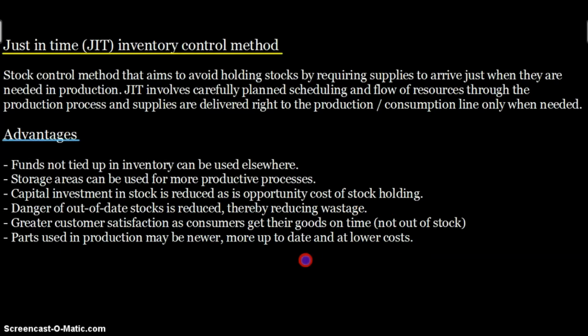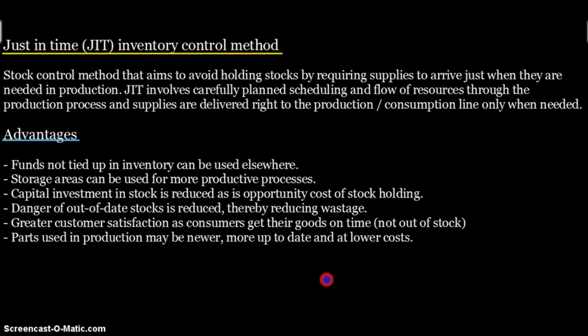There's also greater customer satisfaction as consumers get their goods on time. They're not out of stock. Of course, when using JIT, you give your customers a specific time, that you order at this time and we'll fulfill your order in so and so time, let's say 1 week or 3 to 4 days. So the consumers know they'll get the order, and if it is fulfilled in time, then of course there's greater customer satisfaction. But in order to achieve this, you need to have good supplier relationships. We're going to talk about that in the disadvantages.